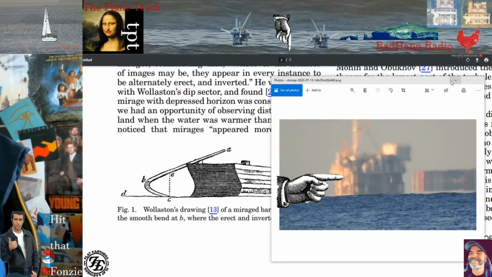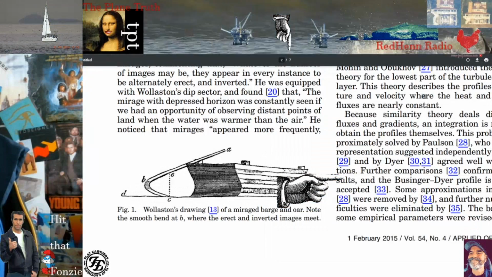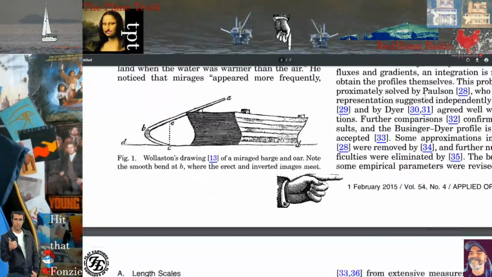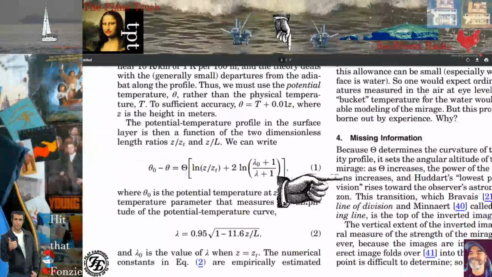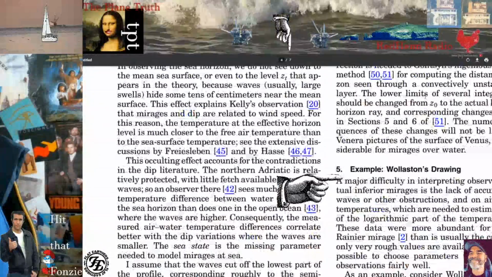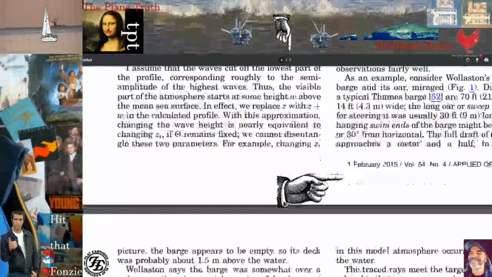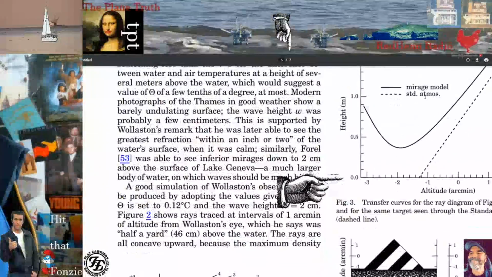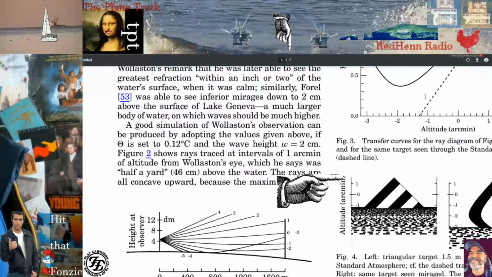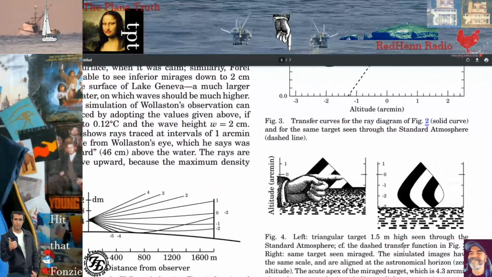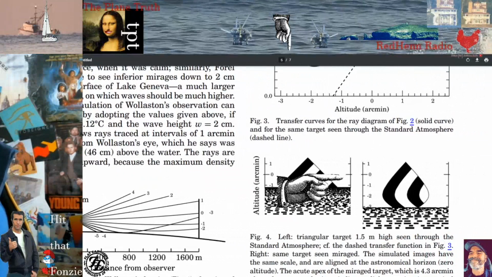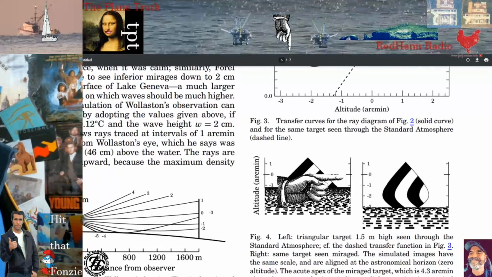So, I'm going to go down to the next page, I believe. I have contacted Andrew Thomas Young and asked him why he does not provide real-life photos for his diagrams, because it would make so much more sense. Okay, so here is his diagram of an actual image and the inferior mirage.